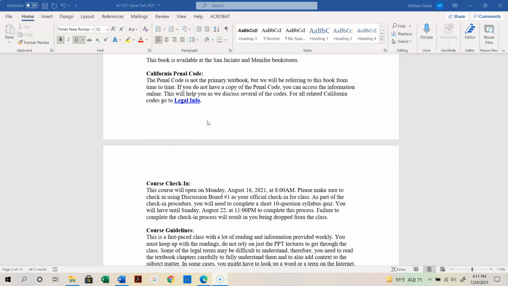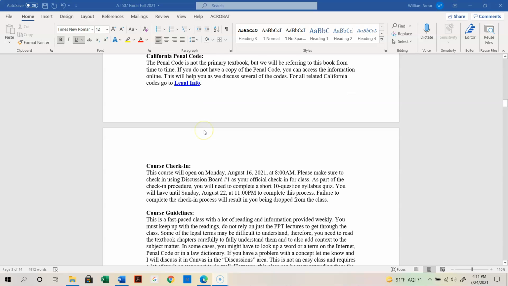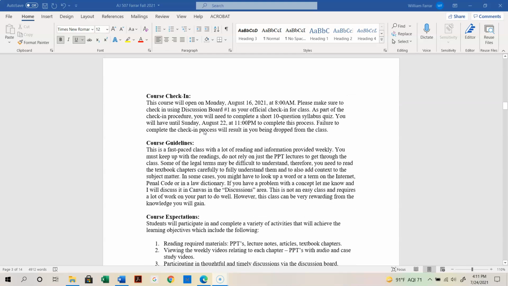It'll take you to the California Code page, and you can find any California Penal Code section, Health and Safety section, any other California section you want. So you really don't need to pick up a copy of that book, okay? So that's available to you should you need it.